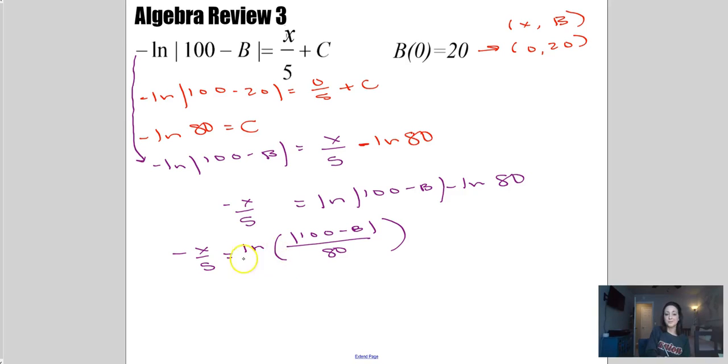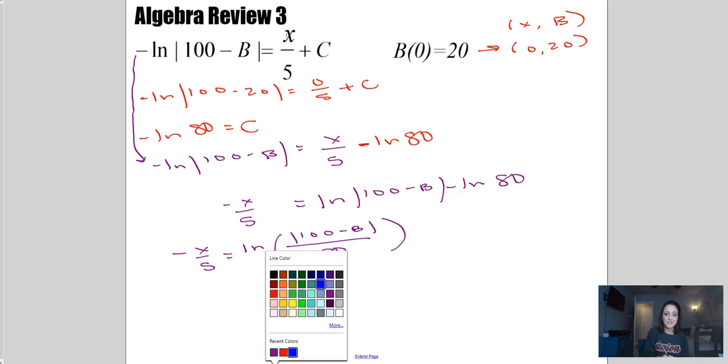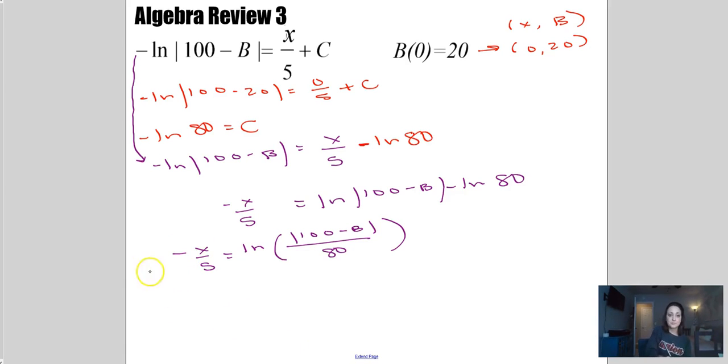Okay, why did I do that? Well, now I can exponentiate, okay? I cannot get rid of the log until I have just one. 2 don't just magically disappear with 1 e, and I can't do 2 e's because I can only do one thing to each side, right? Balance out the equation. So I'm going to exponentiate both sides now.